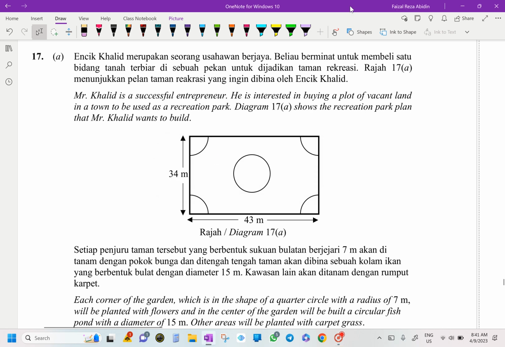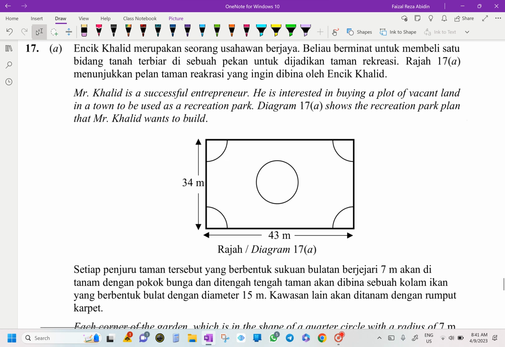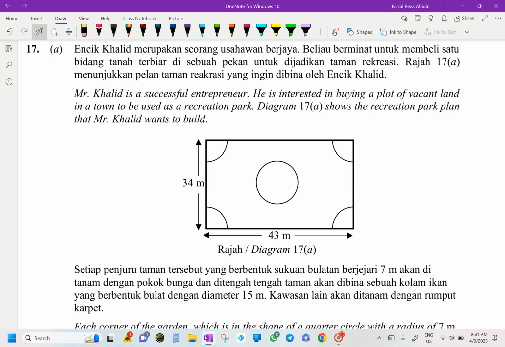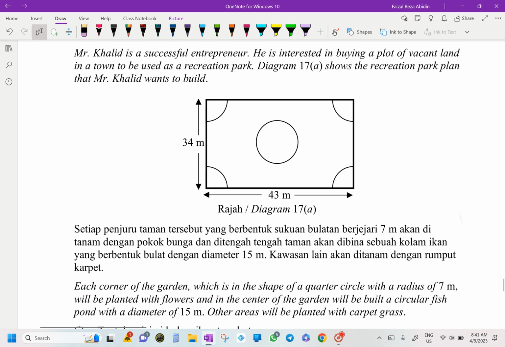Question 17. Mr. Khalid is a successful entrepreneur. He is interested in buying a plot of vacant land in a town to be used as a recreation park. Diagram 17A shows the recreation park plan that Mr. Khalid wants to build.